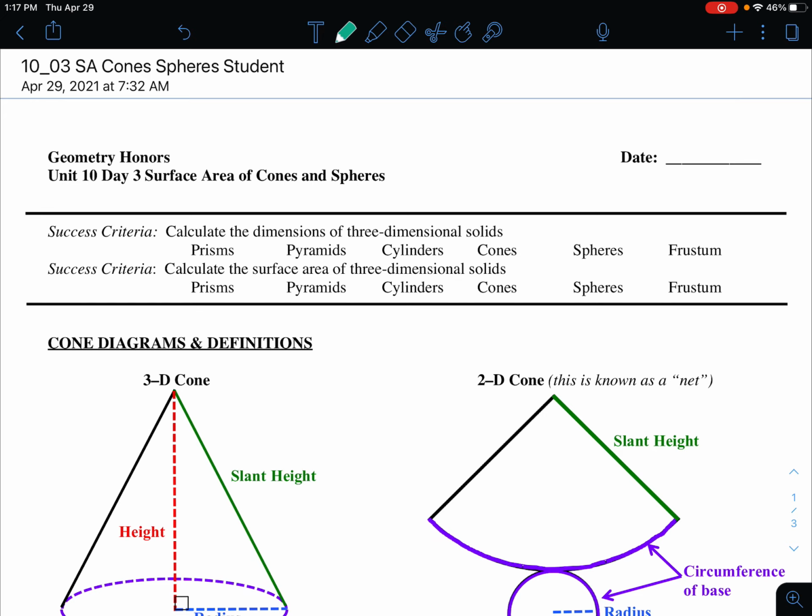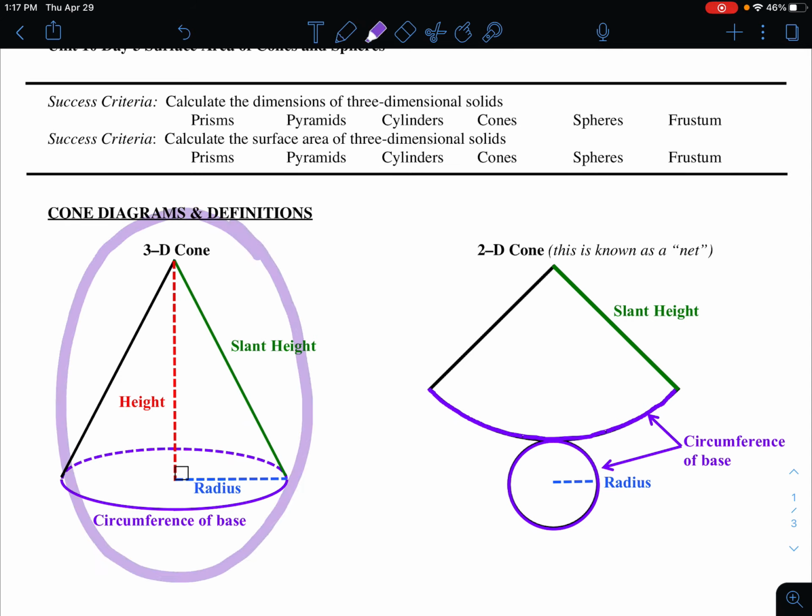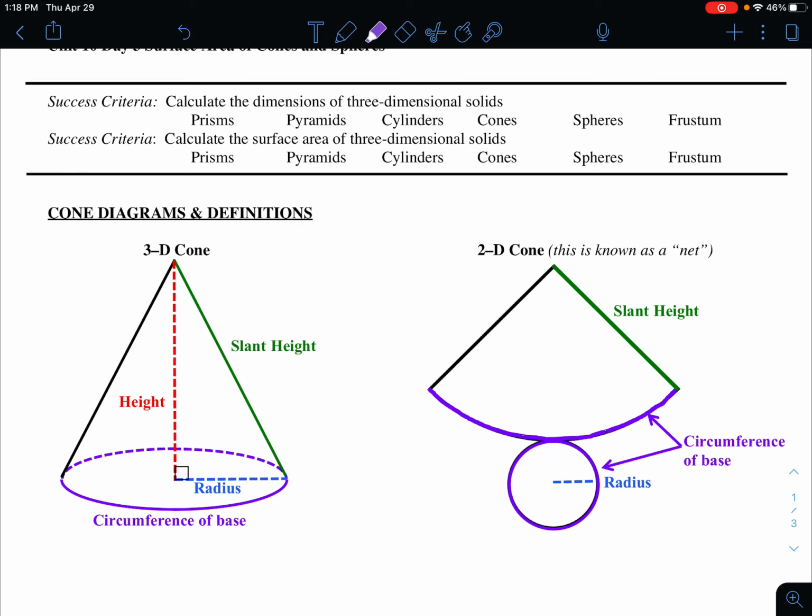So today is all about surface area of cones and spheres. Let's take a look at a cone diagram. If we look at the 3D figure of a cone, it looks like we see here, where we have the slant height, the height of the cone, the radius, and in purple, the circumference of the base.